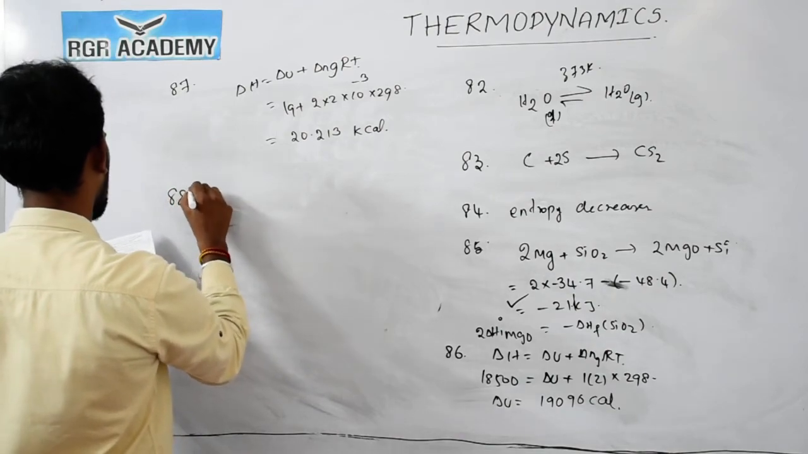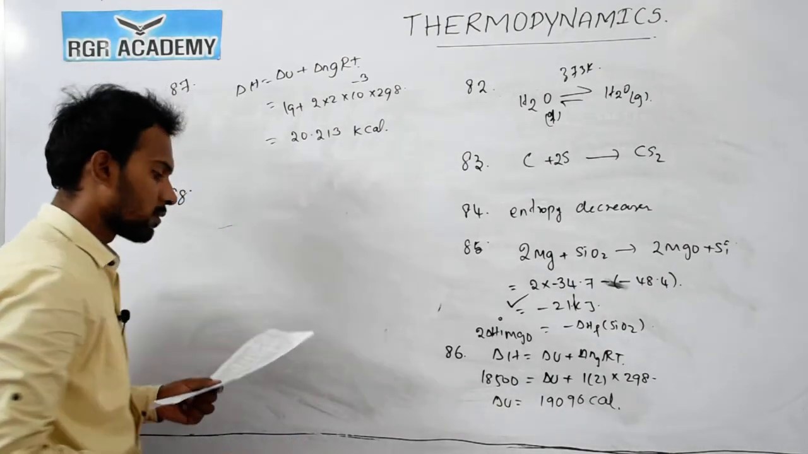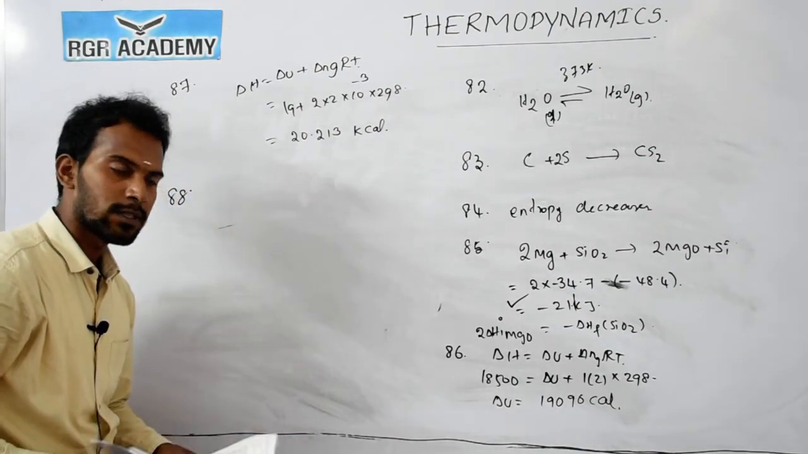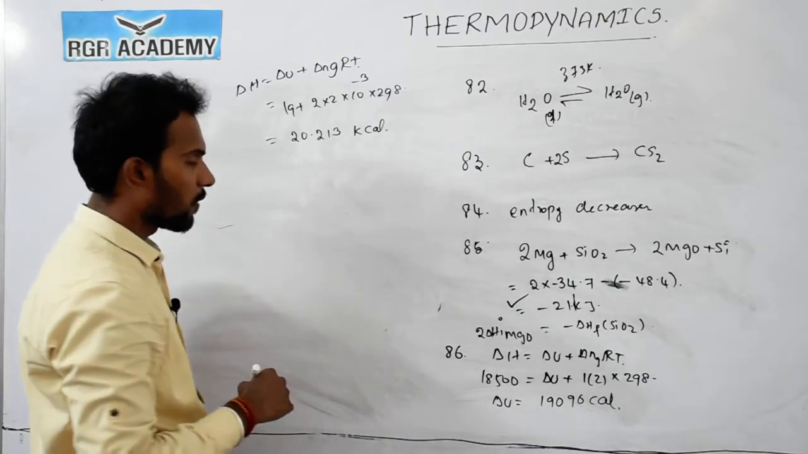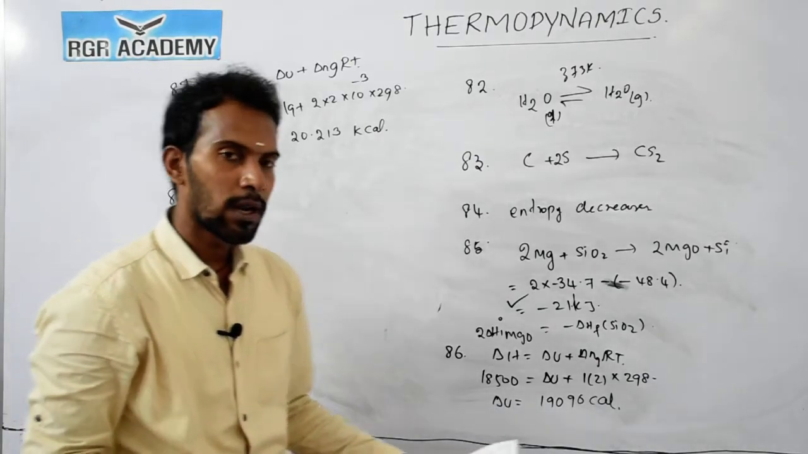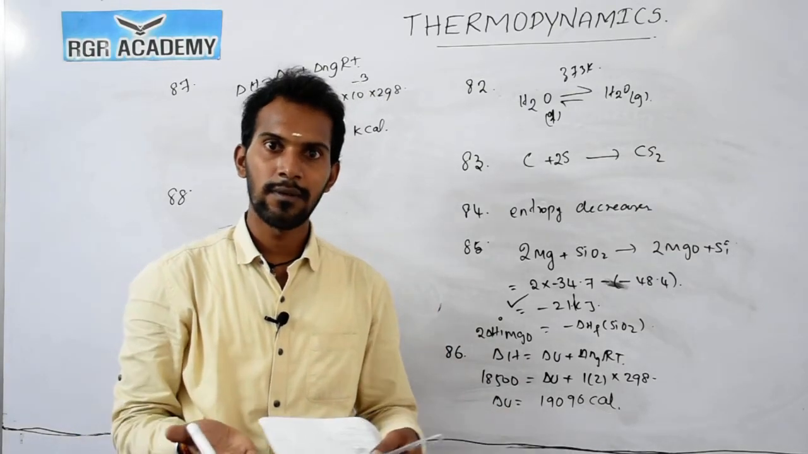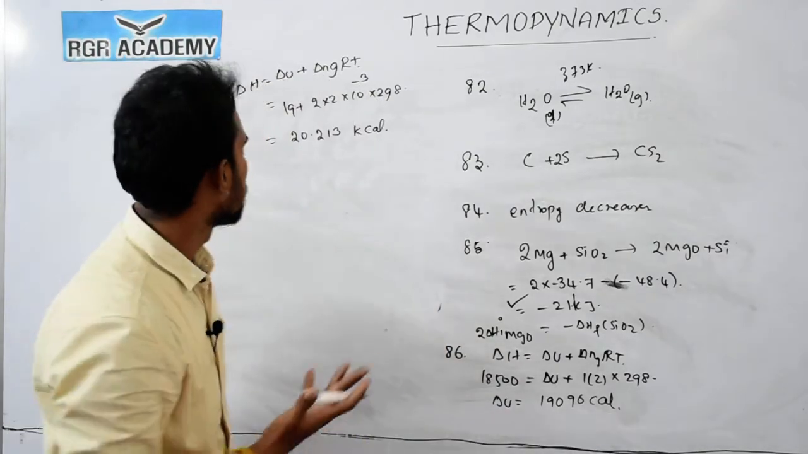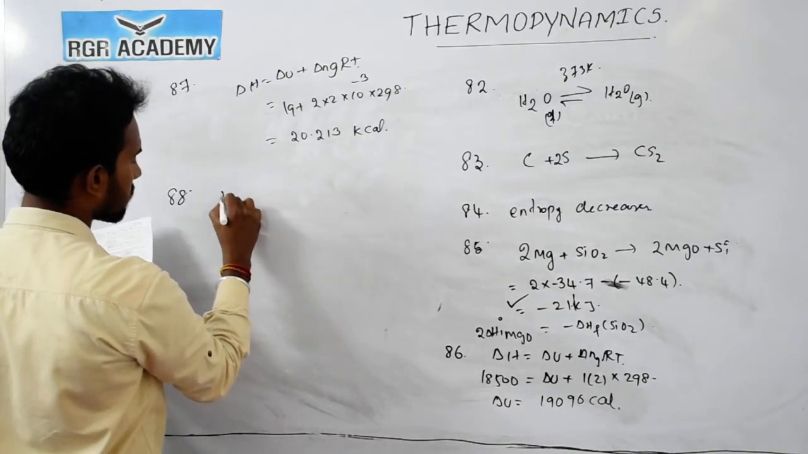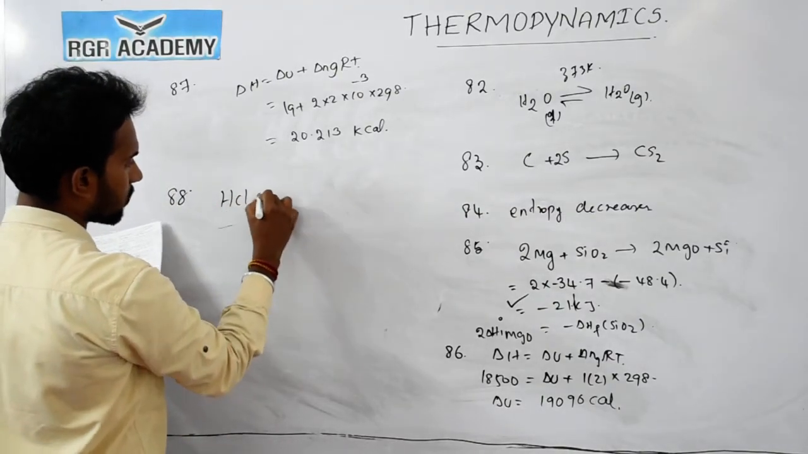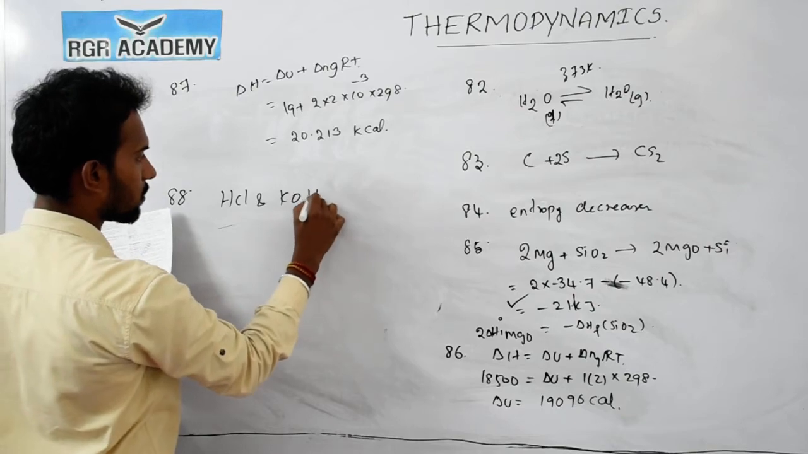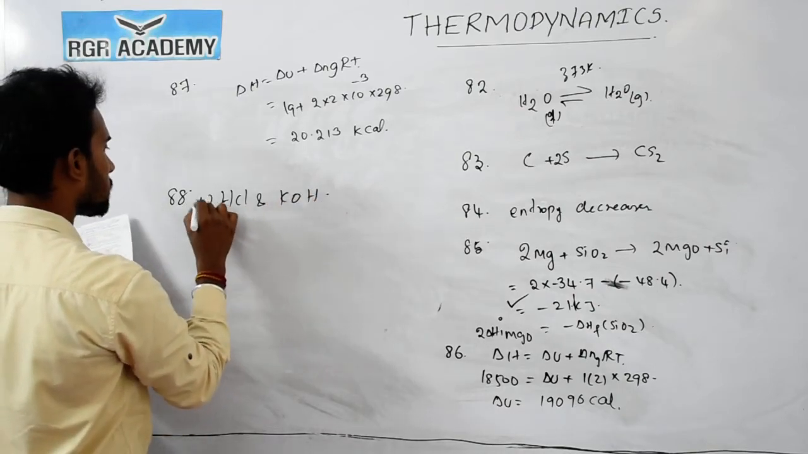Now question number 88. Which neutralization is highest? When neutralization takes place, there are equal numbers of acid and base equivalents. A strong acid and a strong base give a neutral solution. Here the strong acid is HCl and the strong base is KOH. So the neutralization takes place, and the answer is 1.